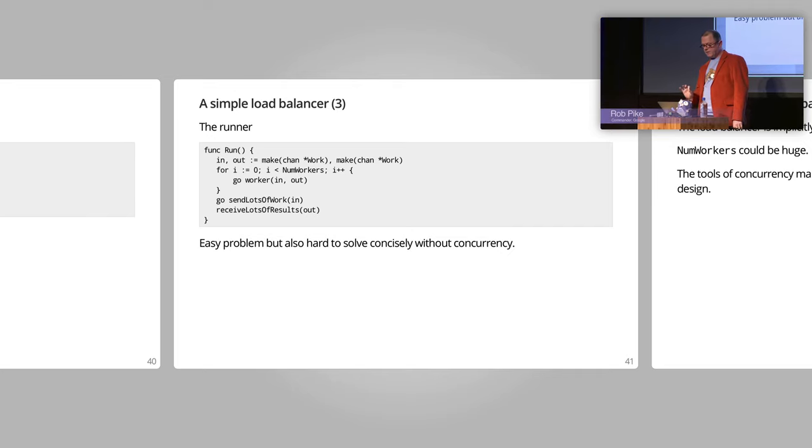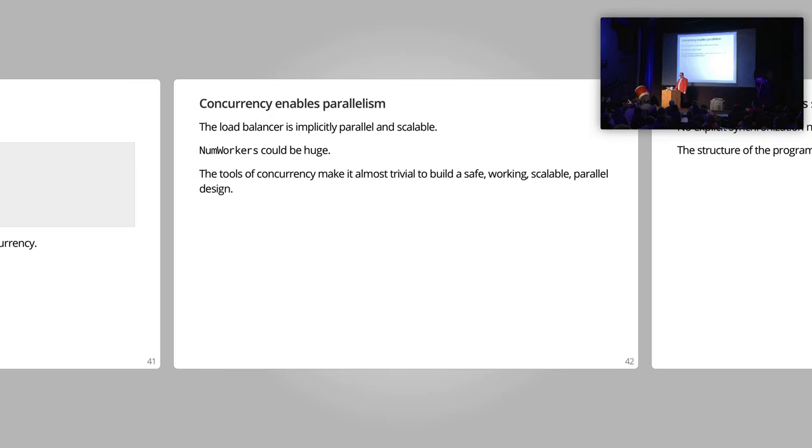And if you think about this problem, it's pretty trivial, but it's actually fairly hard to write concisely in most languages without concurrency. Concurrency makes it pretty compact to do this kind of thing. And more important, it's implicitly parallel, although you don't have to think about parallelism if you don't want to. But it also can scale really well. There's no synchronization or nonsense in there. Num workers could be a huge number, and the thing would still work efficiently. And the tools of concurrency, therefore, make it easy to build these kind of solutions to fairly big problems.